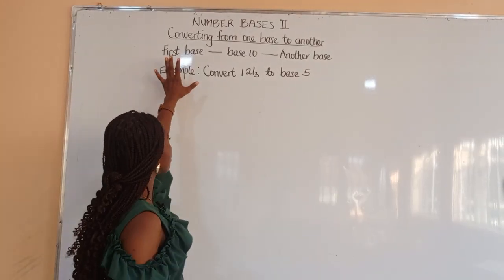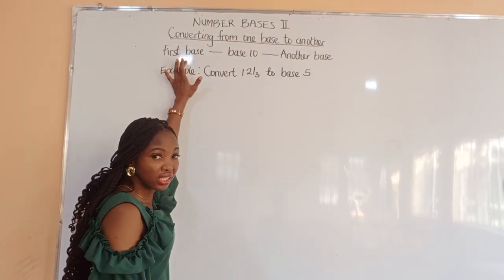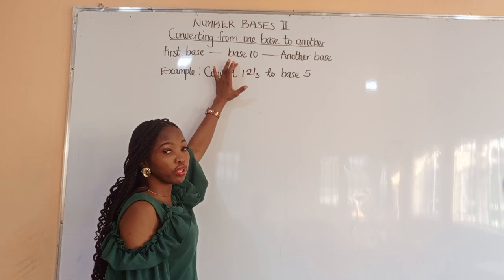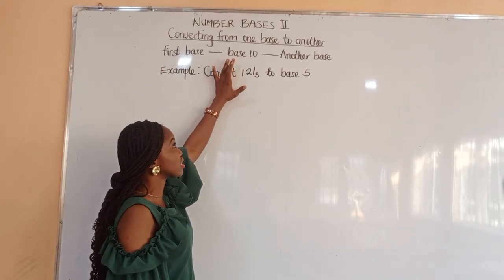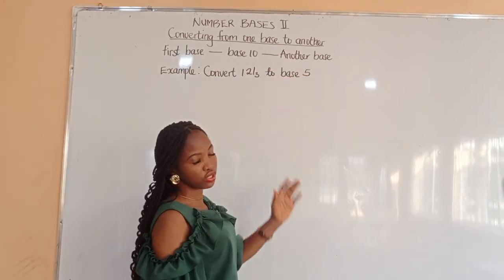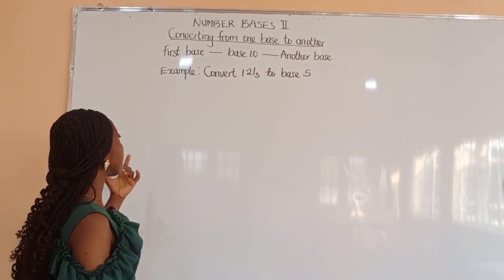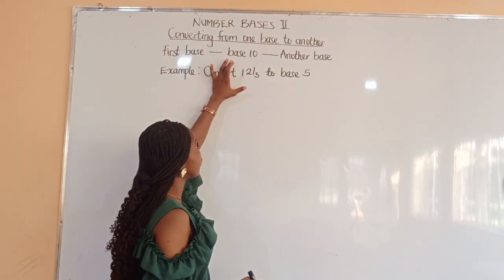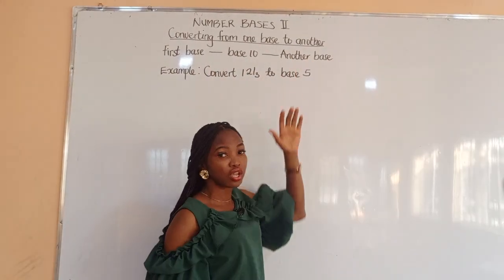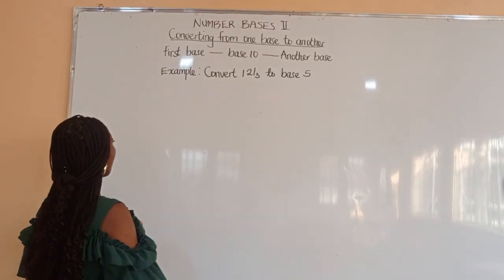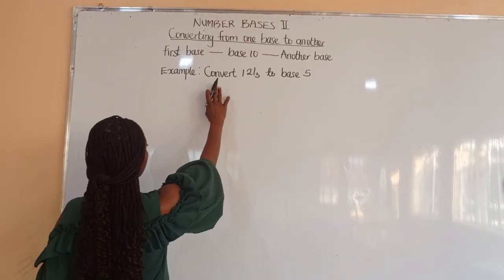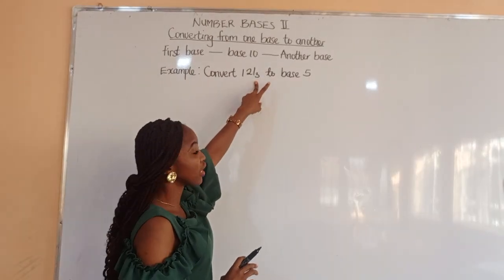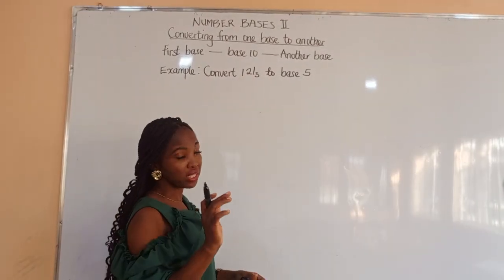The first thing is you convert your first base, that is the given base of the number, to base 10. When you're done with base 10, you convert from base 10 to the other base that you need. Remember, first convert your given base to base 10, and then from base 10 you can now convert it to the base that you need. What this means, for example: convert 121 base 3 to base 5.